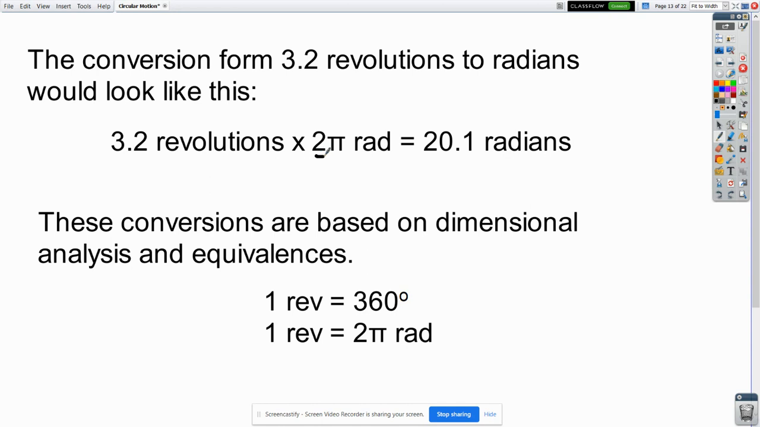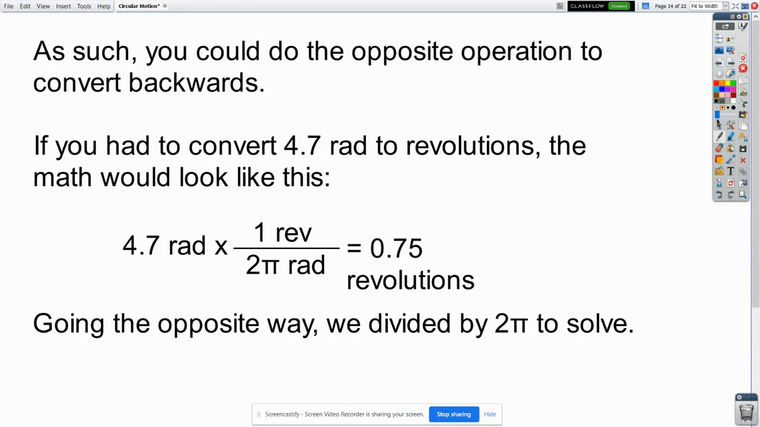And again, it's the same story here. What we're really doing is multiplying by 2 pi radians over 1 revolution. We're just taking the equivalence we're given, this one here, and setting it up as a fraction so the revolutions can cancel out. Same kind of dimensional analysis you use in any other kind of conversion. That, of course, does mean we can convert the other way around.